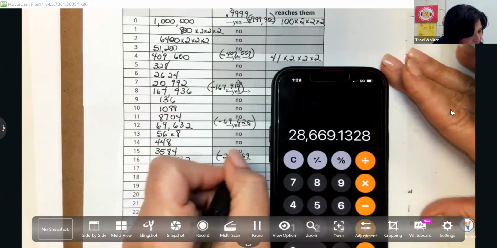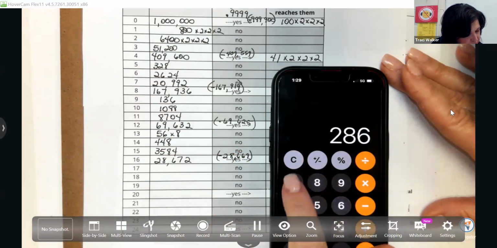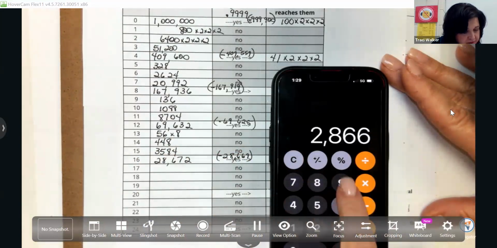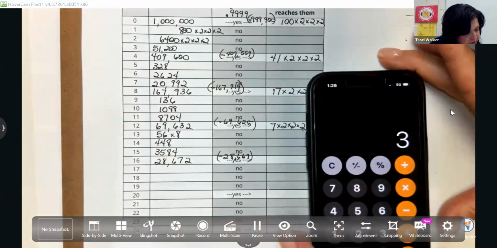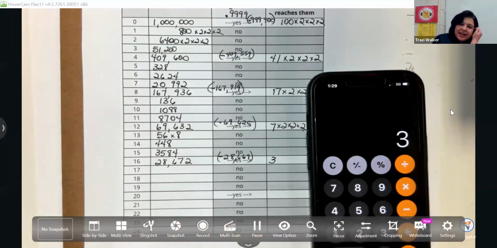We're going to subtract. The original population was 28,672. We killed 28,669. Now we only have 3 bacteria left, and we can't stop. We do not feel sick at all anymore.